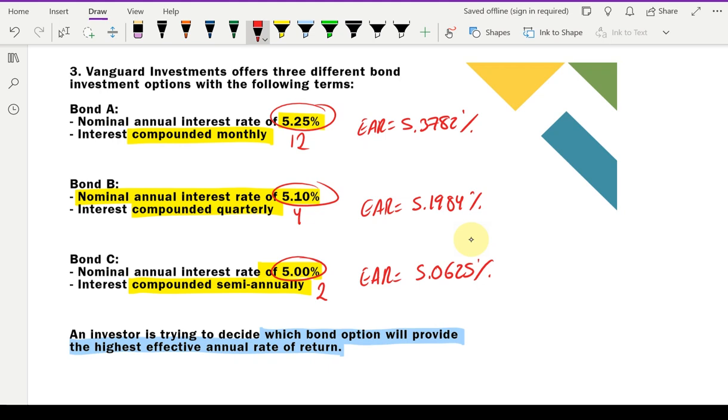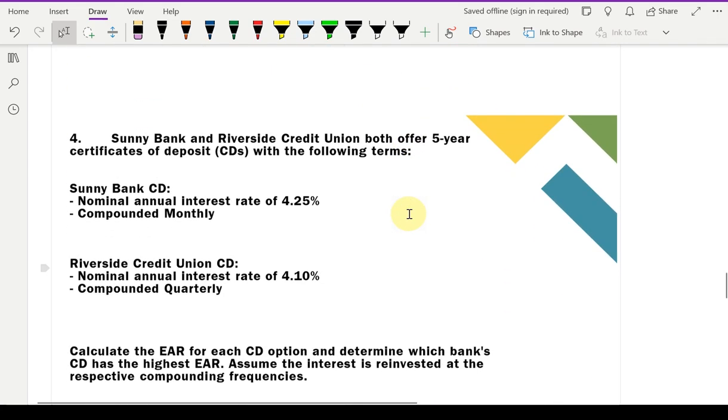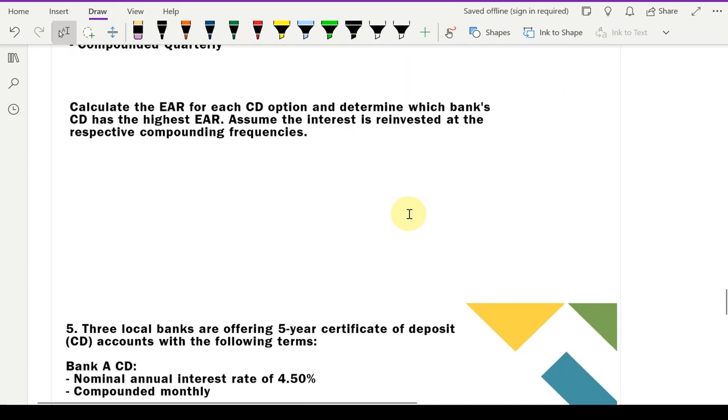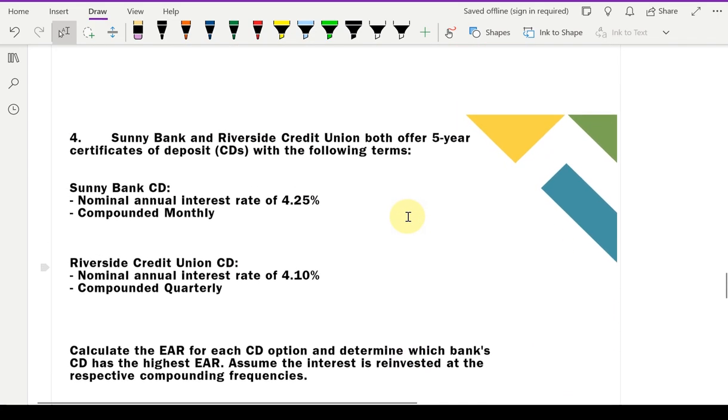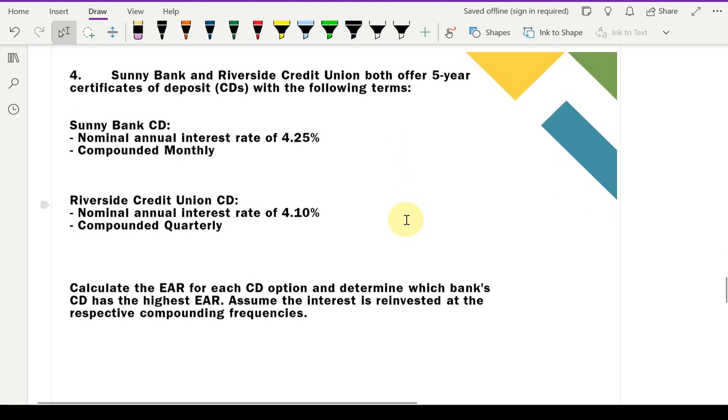So which one will provide the highest effective annual rate of return? And that's going to be bond A, right? Remember, the effective annual rate lets us compare across different compounding periods. Okay, let's keep going here. I think there's a total of 5 questions. Yeah, there is. So at this point, it's pretty much very similar. There's not a lot of surprises here. They're pretty straightforward problems. Let's go ahead and go through them.